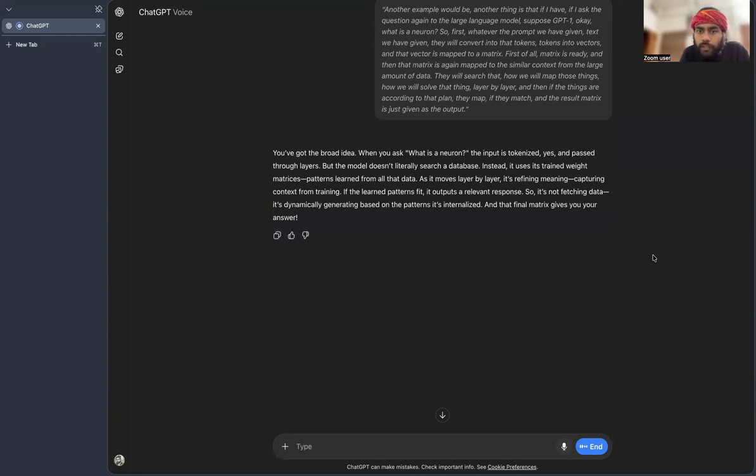So it doesn't literally search in the database. Actually, it uses trained weight matrices. So can you explain that part? Trained weight matrices, patterns learned from all the data.